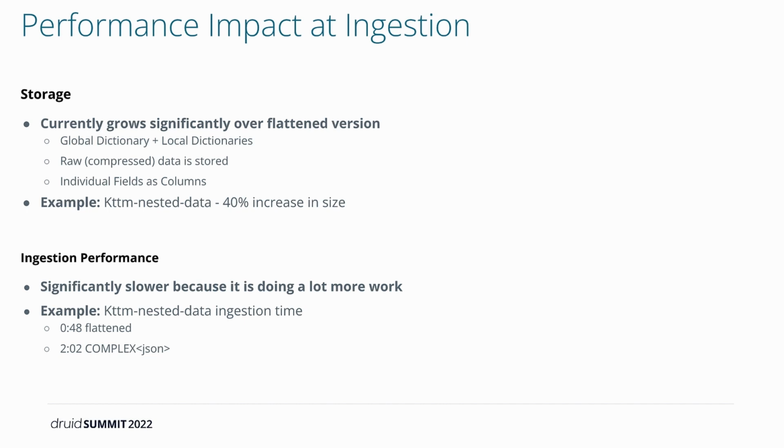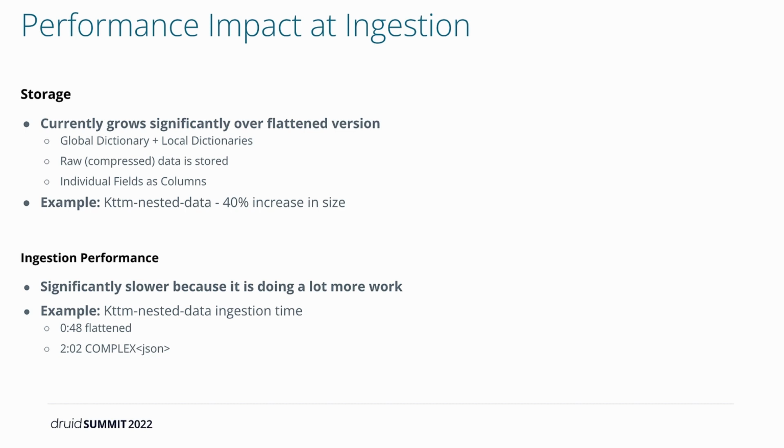This produces, in one example, in the KTTM nested data, about a 40% increase in size. This will likely vary a lot based on your data demographics, but there is an expected increase in size, and 40-50% is probably a good ballpark.